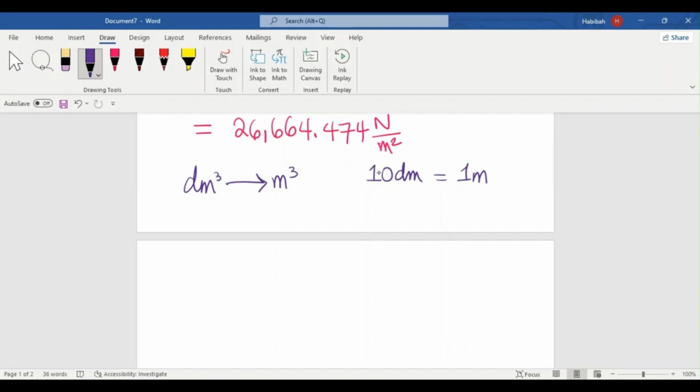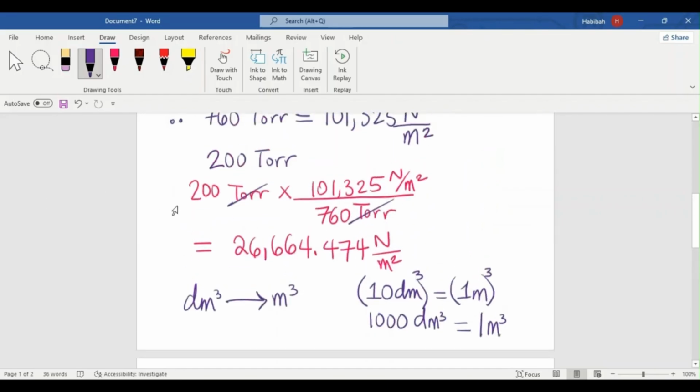So in order for you to go from just decimeter to decimeter cubed, and for you to go from meter to meter cubed, you just have to cube the standard information that we know. So we're going to cube this. We know 10 times 10 times 10 will give us 1000. Dm times dm times dm will give you dm cubed, and 1 times 1 times 1 will give you 1. Meter times meter times meter will give you meter cubed. So this is the standard information.